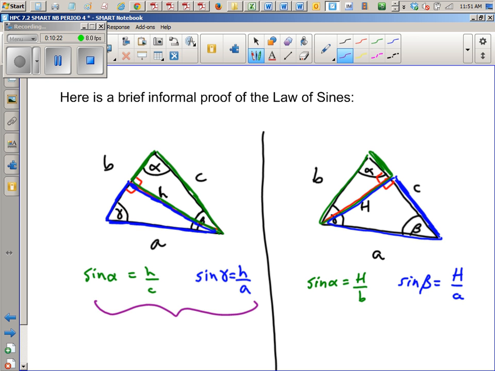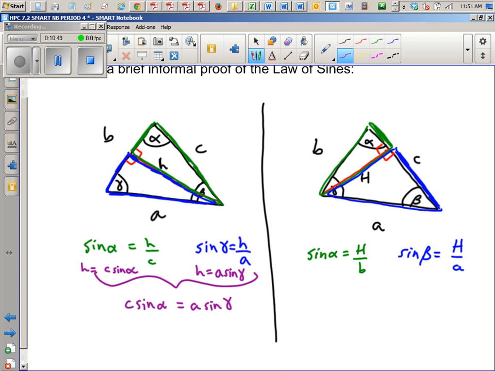So I'm going to write this as H equals C sine alpha, and I'm going to write this one as H equals A sine gamma. Well, if H is C sine alpha and H is also A sine gamma, then C sine alpha is equal to A sine gamma, see? And if you sort of uncross multiply that, you know, put it into a proportional look, it looks like this. Sine alpha over A equals sine gamma over C.